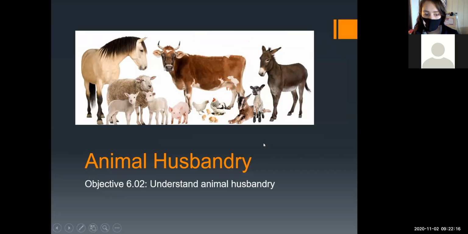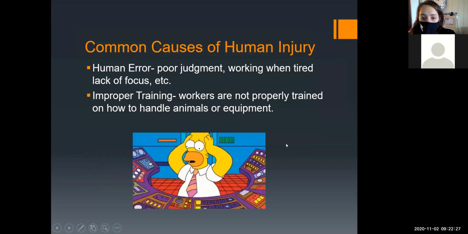All right, so we're going to talk about animal husbandry. Pretty much just how to care for animals. That's pretty much what animal husbandry is. And so there's some specific things that you need to know about how to care for animals. Common causes for human injury is human error. So just anything that humans do where they have poor judgment, they work when they're tired, so they don't focus as much, they don't pay attention, and so they get hurt.